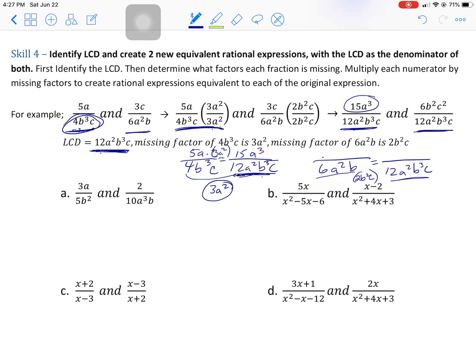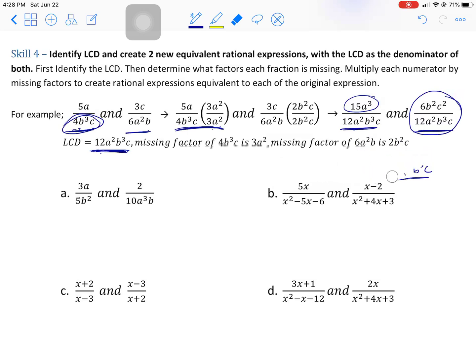So we want to take what we had in the numerator, which was 3c, and multiply it by the same thing, so we're getting an equivalent rational expression. So 2 times 3 is 6. The b squared stays the same, and then c times c is c squared. So that's where this came from. Okay?